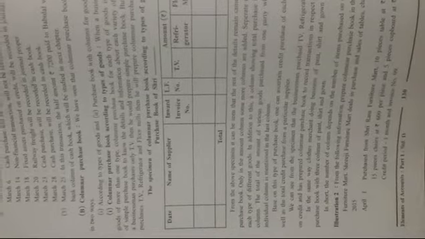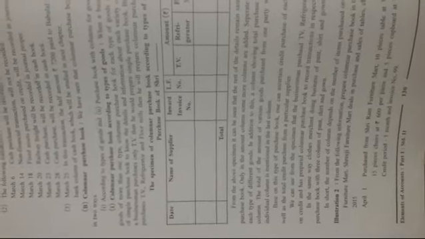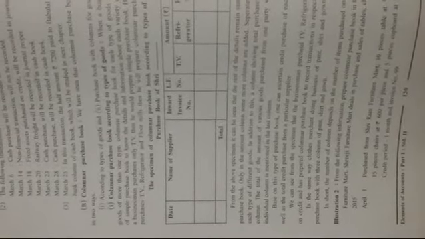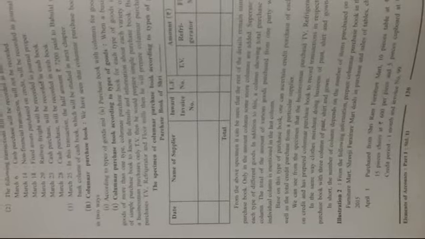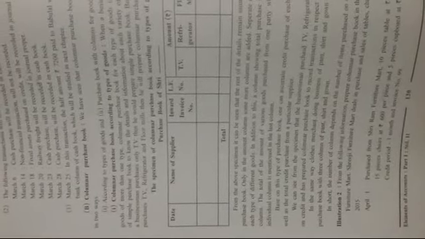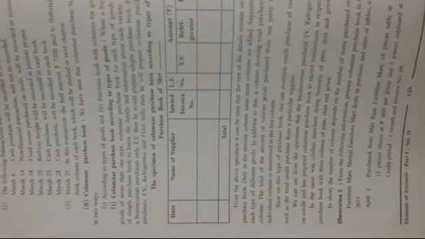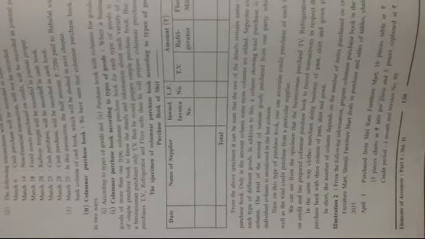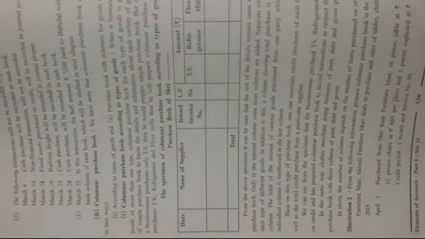So in the last video we discussed how to prepare the simple purchase book. Purchase books are of two types. First one is the simple purchase book that we have already discussed with the help of an example, and the second type is the columnar purchase book. Today we are going to discuss this columnar purchase book.